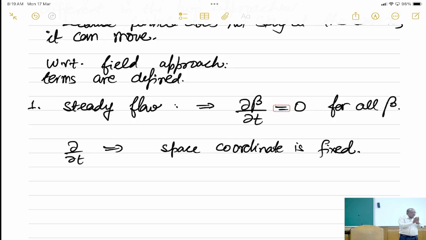So, properties could change from point to point. But at any given point, properties will not change with time. If that happens, we say the flow is steady. Okay?